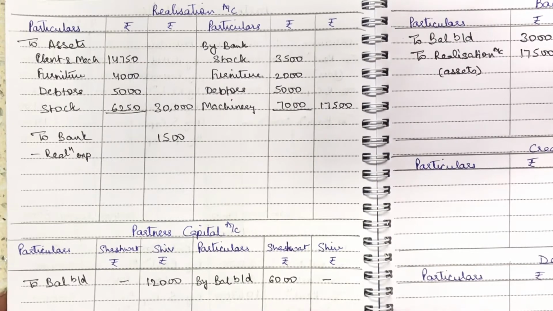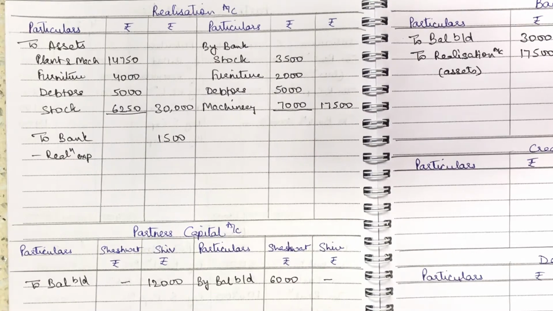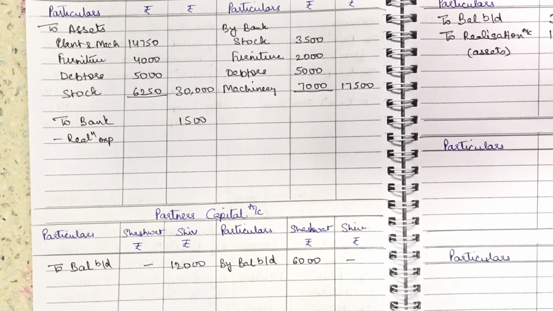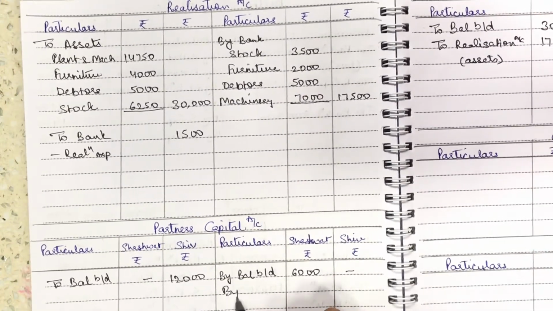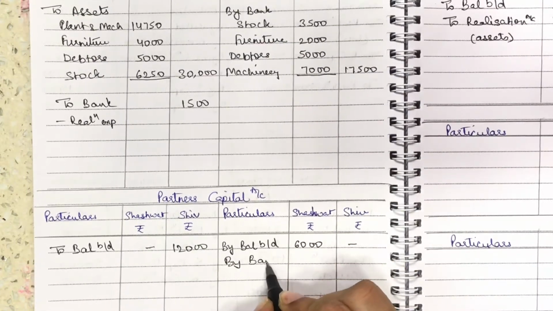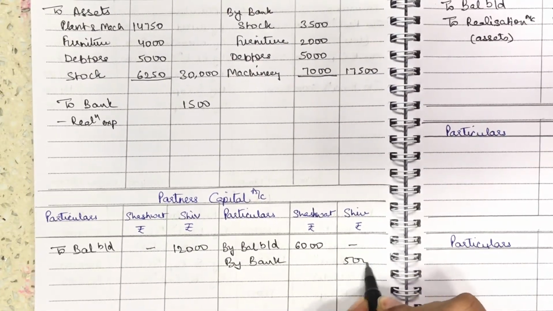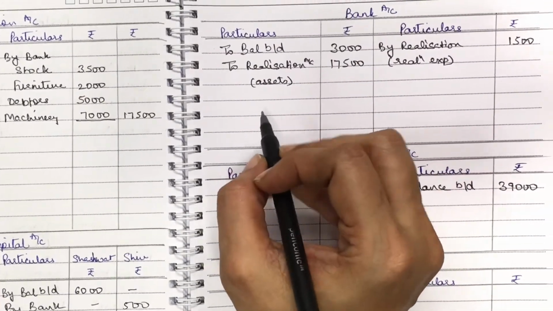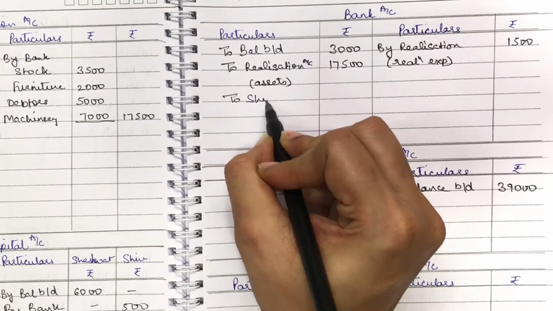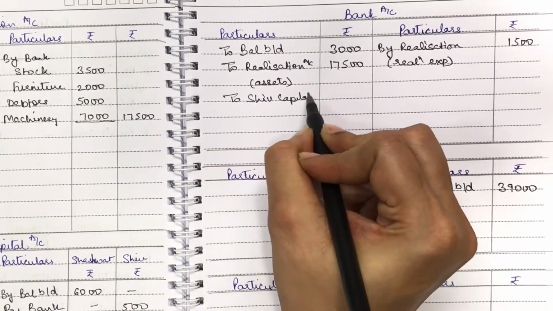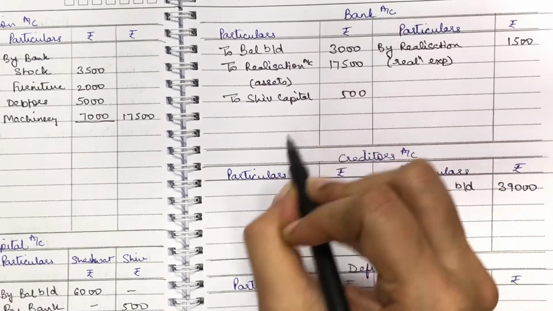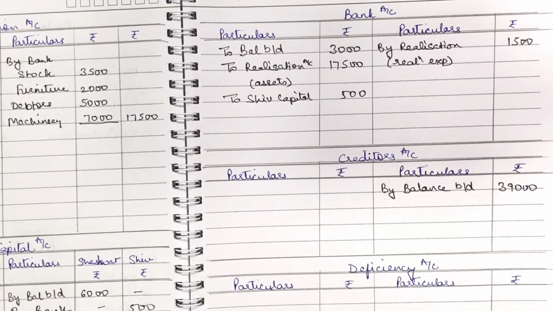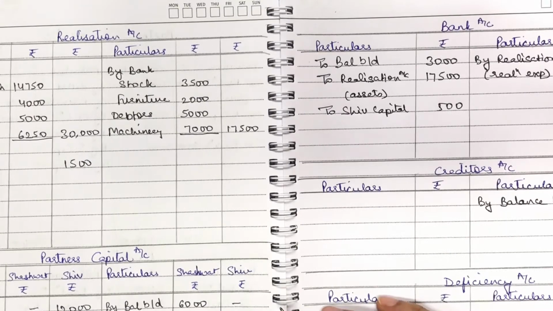Next they are saying Shashwat's private estate is not sufficient to pay his private debts, whereas Shiv's private estate has a surplus of 500. So, Shiv is getting 500. So, write here by bank 500. Second effect, to Shiv capital 500. Okay, Shiv is getting 500 rupees and nothing else you are going to get, that is all.